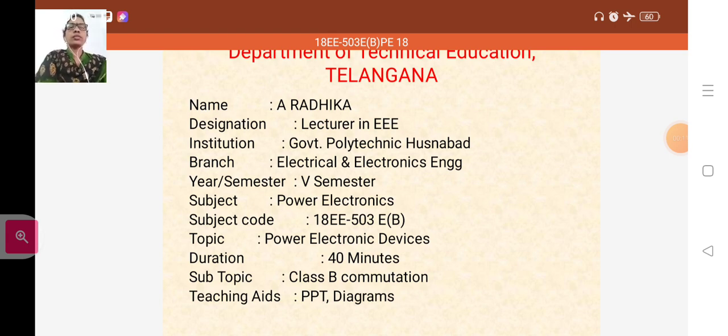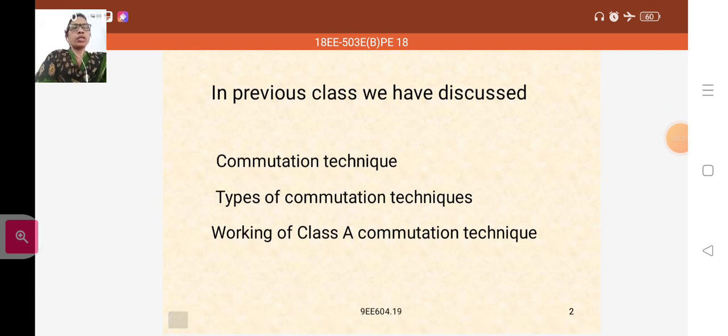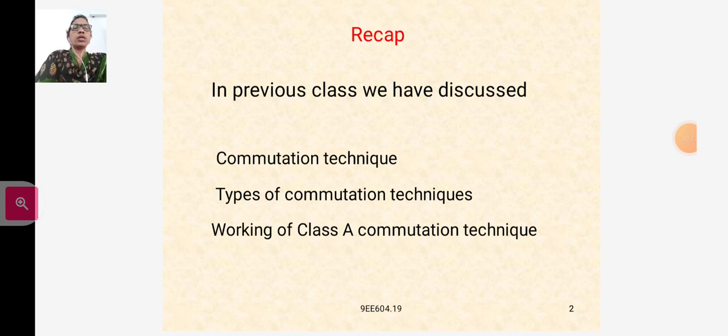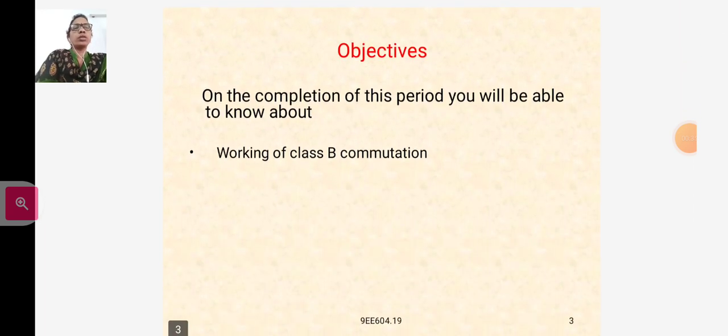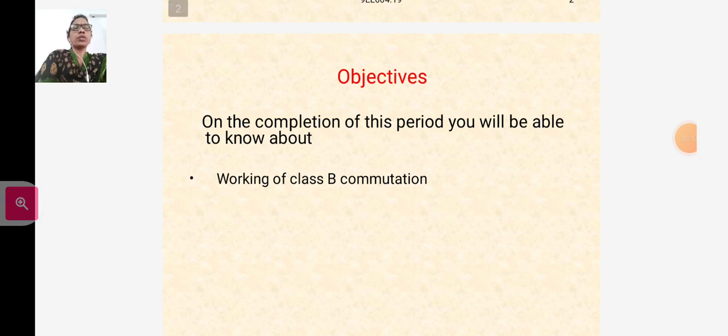In the last class, we discussed commutation and class A commutation. Today, I'm going to discuss class B commutation. In the previous class, we discussed the commutation techniques, the types of commutation techniques, and the working of class A commutation. Today we are going to discuss the working of class B commutation.